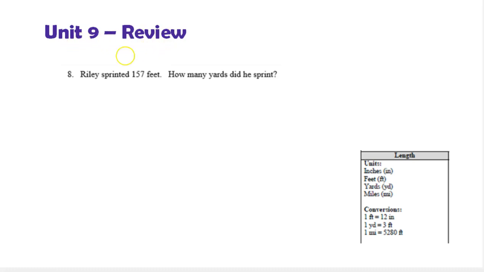Unit 9 Review, Question 8. Riley sprinted 157 feet. How many yards did he sprint? So we want to convert feet into yards.